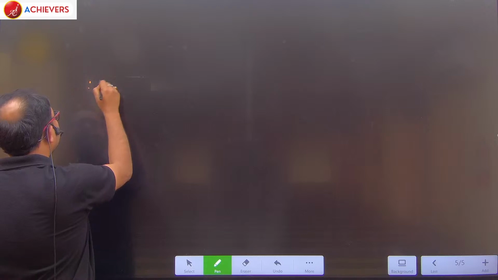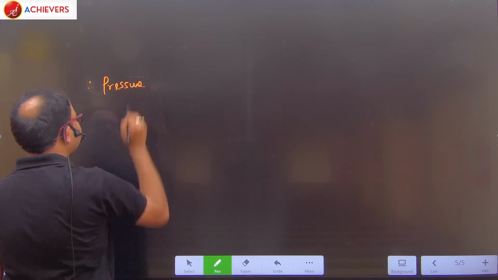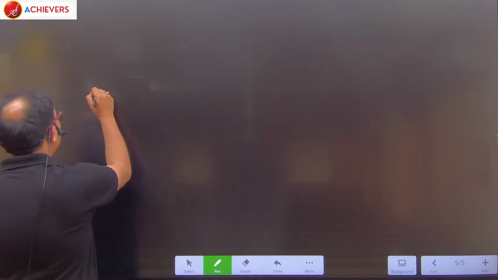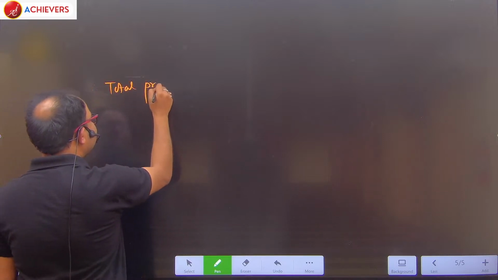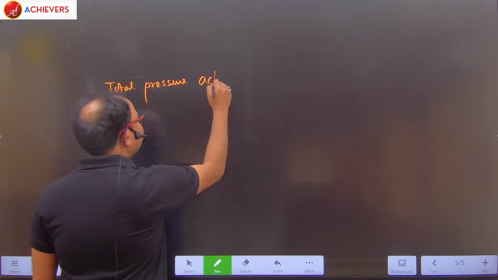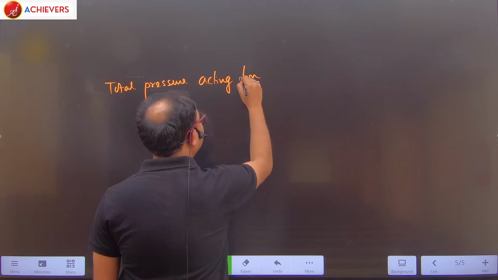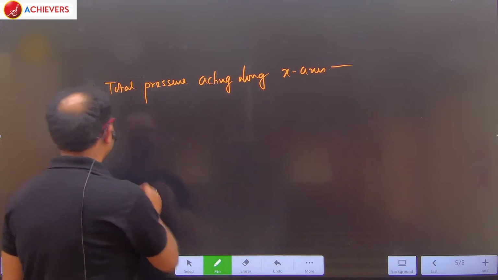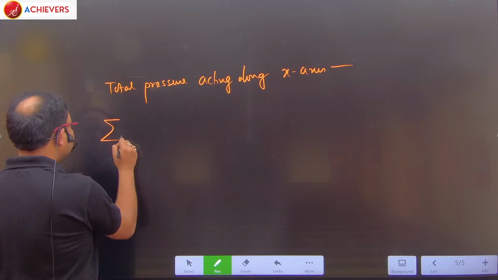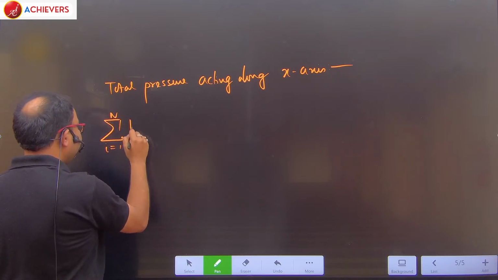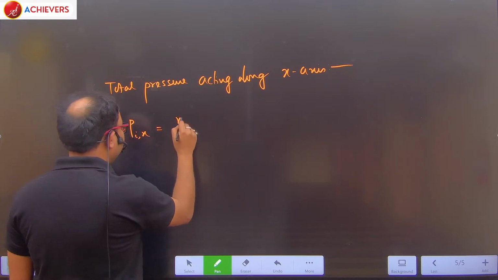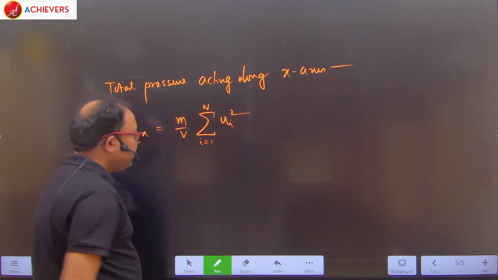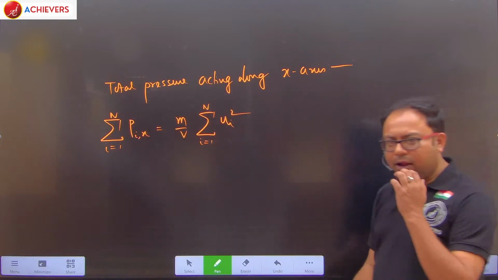Therefore, the total pressure acting along the x-axis is given by the summation over i equal to 1 to n of Pix, which equals m by v times the summation over i equal to 1 to n of ui square. So I think you all have understood this part.